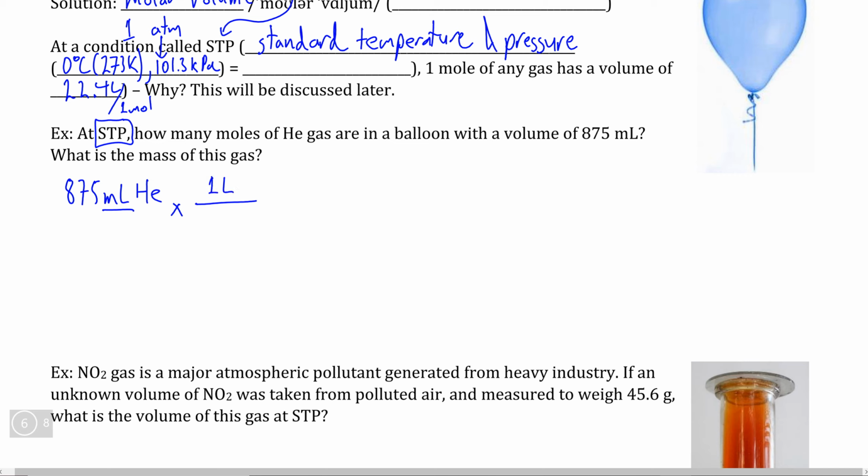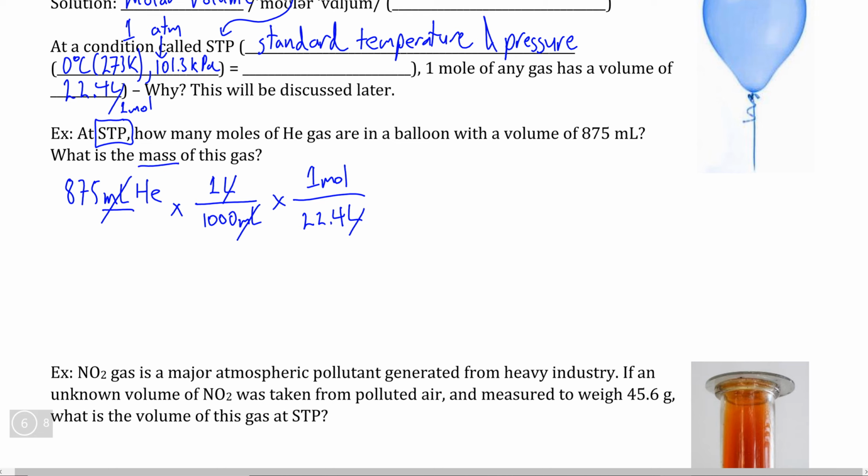We know that 1 liter is equal to 1,000 milliliters. Milliliters is in the numerator and the denominator, so we see that they cancel, and now our measurement of helium is in liters. Now, if we wanted to find out what the mass of this gas is, the first thing we need to do is convert liters into moles. So if we want to cancel liters, and we know that at standard temperature and pressure, 1 mole of gas is equal to 22.4 liters, we can put liters in the denominator and see that they cancel, and this calculation would tell us the amount of moles of helium gas that we need.